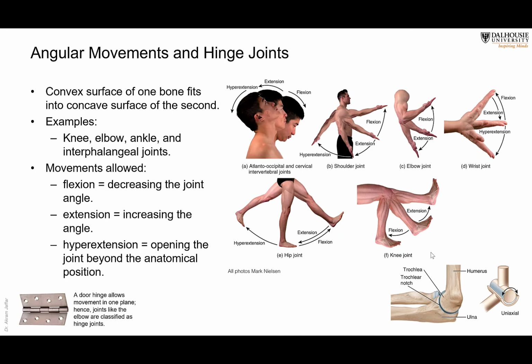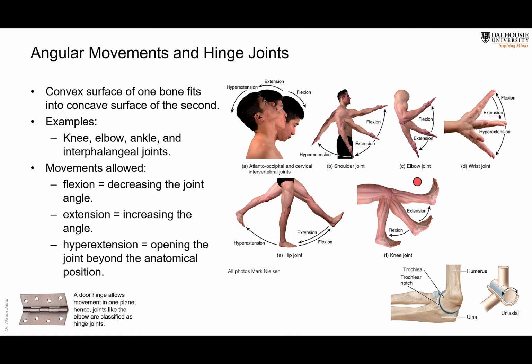Most of the joints, or many joints, allow angular movements in the form of flexion extension. So they are hinge joints. So for example, the elbow joint is a hinge joint. The knee joint is a hinge joint. It allows flexion extension.